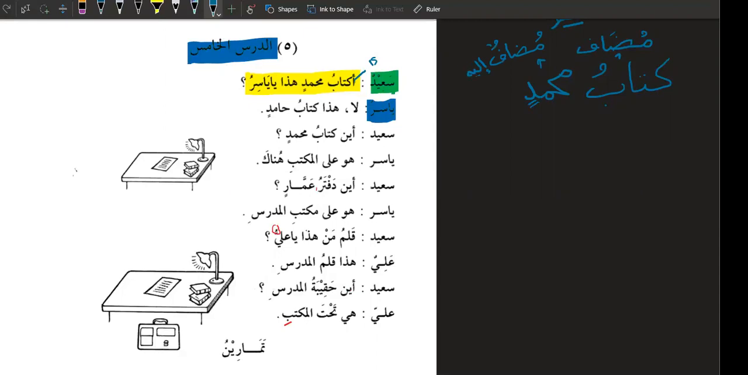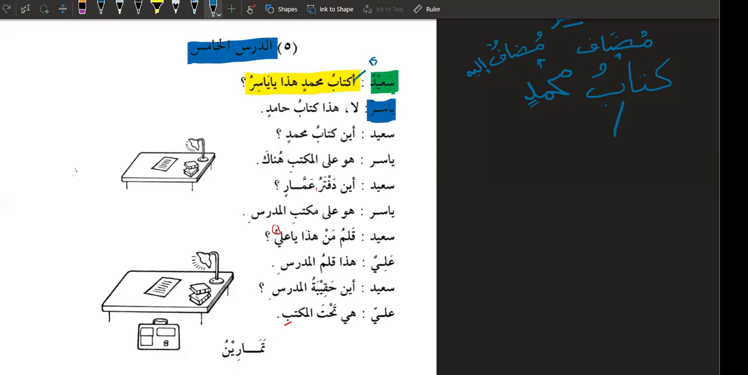Kitab Mudaf literally means the thing that is owned, and Muhammad Mudafun ilayhi is the owner. Or we have the possessed and the possessor. So the owned and the owner. We say it's Mudaf and Mudafun ilayhi. Okay, so Muhammad's book.